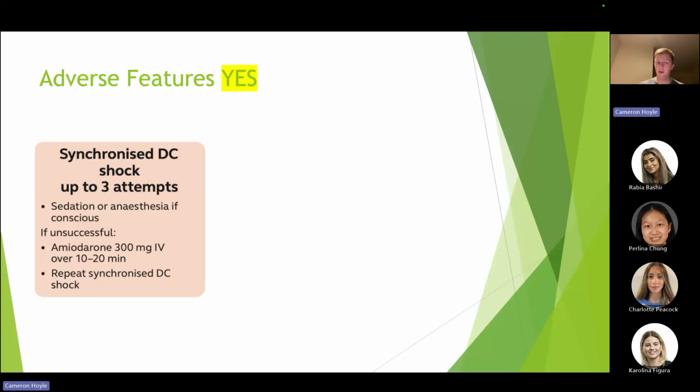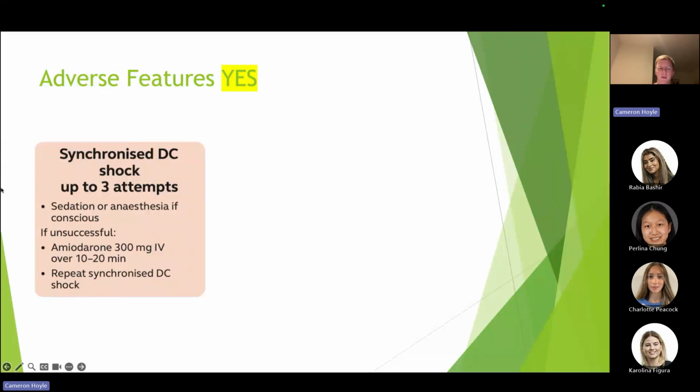The patient could be conscious, so it's really important to remember that if you're going to shock the patient with electricity, you need to give them some sort of sedation or anesthesia because it's painful. So you need to give them some sedation. If these shocks are unsuccessful, you can then try some amiodarone. So you give the amiodarone in 300 milligrams over about 10-20 minutes. You can then repeat the shock. And then you would set up an amiodarone infusion over about 24 hours.